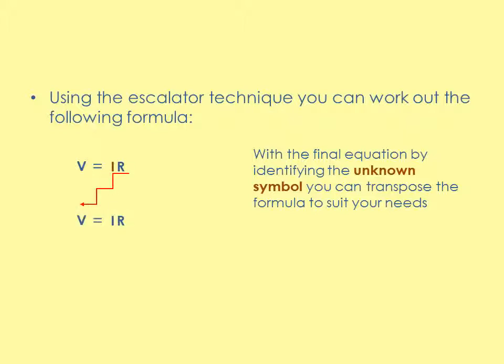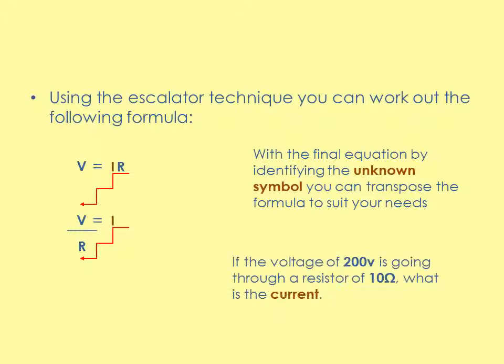So the R will now move down the escalator, and when it goes to the left hand side of the equal sign, it becomes a division. We can now use this formula for the following question. If the voltage of 200 is going through a resistor of 10 ohms, what is the current? So in this instance, 200 divided by 10 ohms will give us a value of 20 amps.